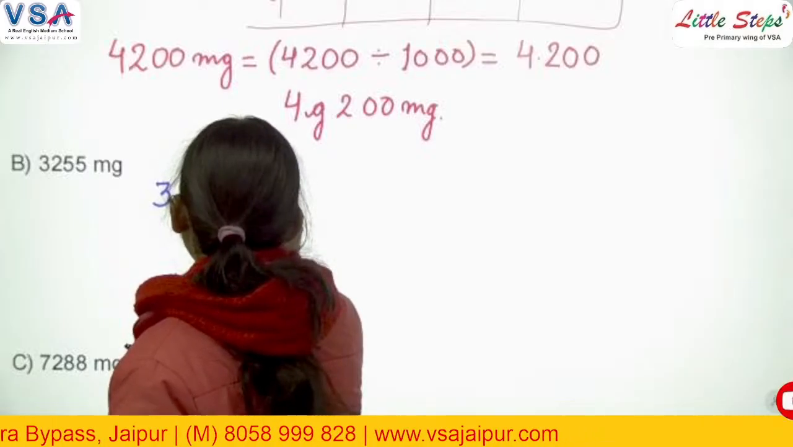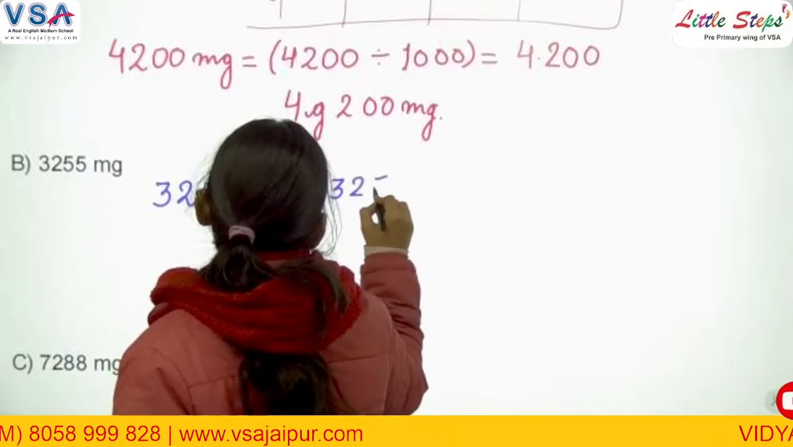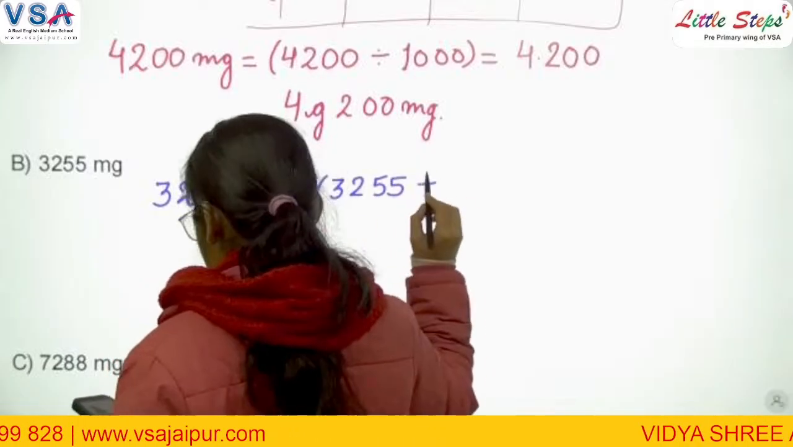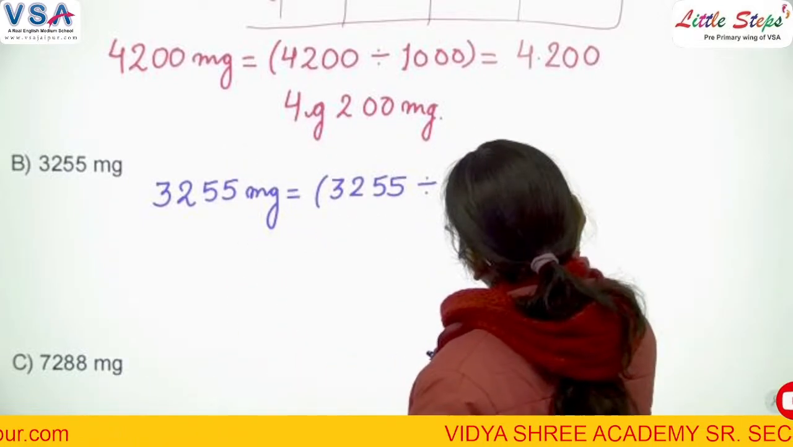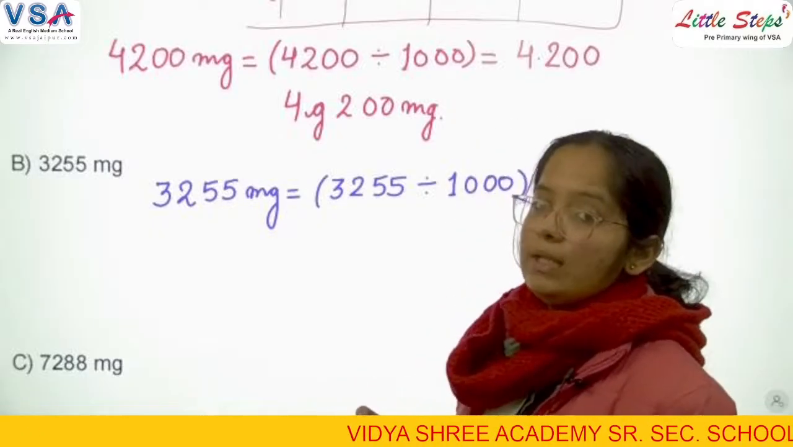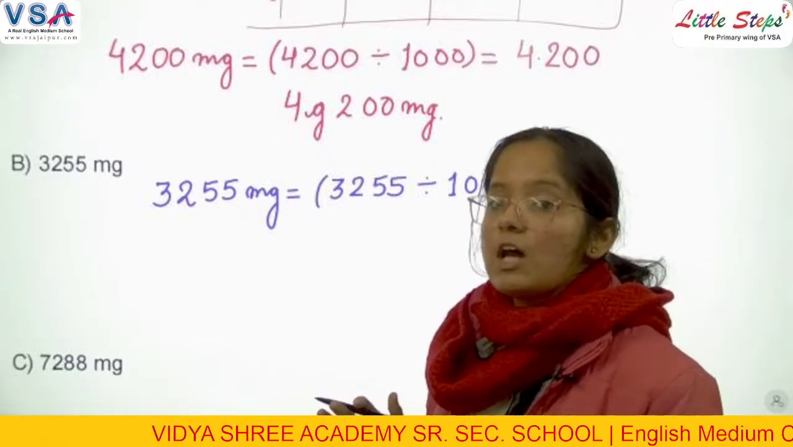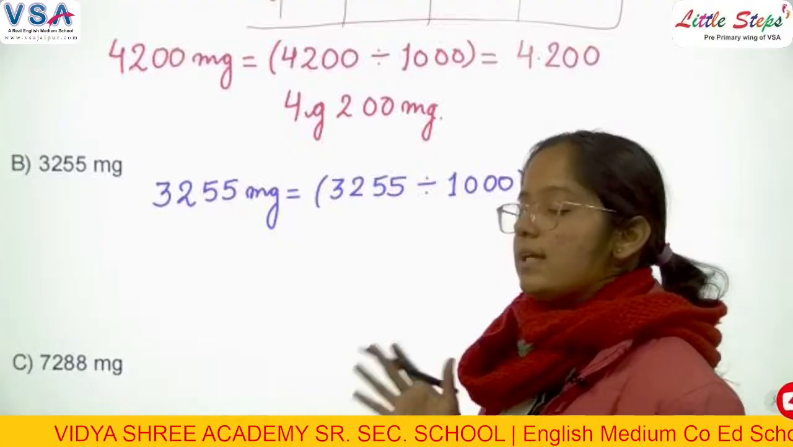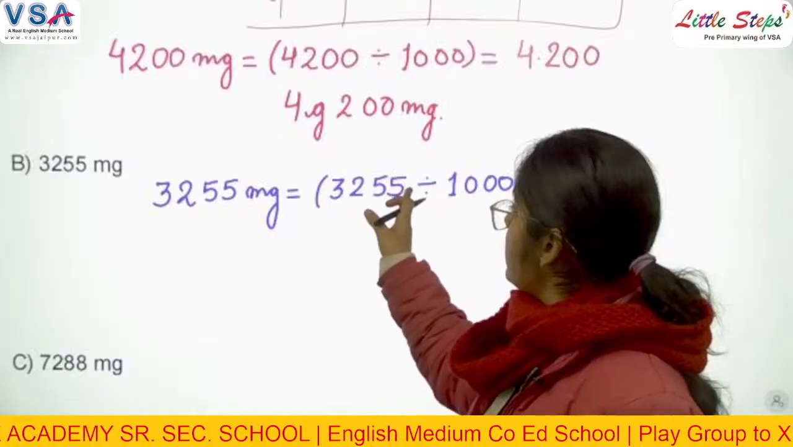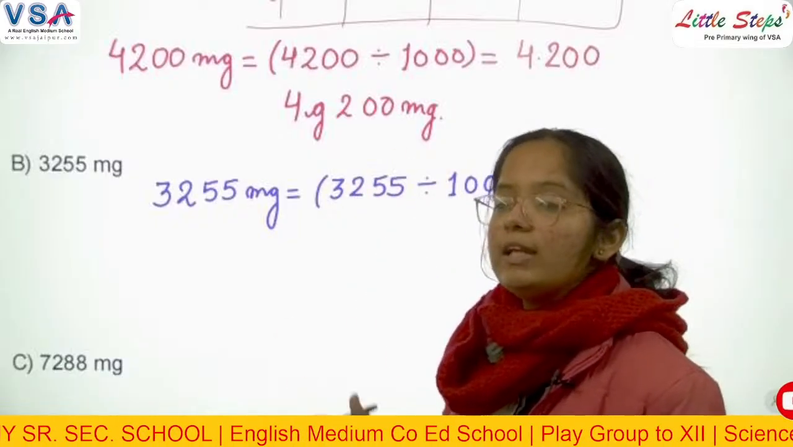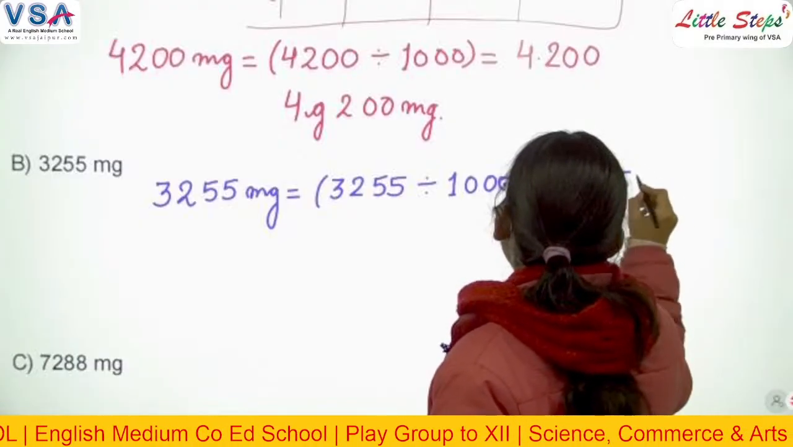3,255 milligrams. We have to convert it into grams. So it is 3,255 divided by 1,000. We have to put the decimal between the number of zeros we have in the division part. We are dividing by 1,000. How many zeros are there in the 1,000? There are 3 zeros in the 1,000. So we will put the point before 3 digits. So first, second, third, we will put the decimal between 3 and 2. It will be 3.255.